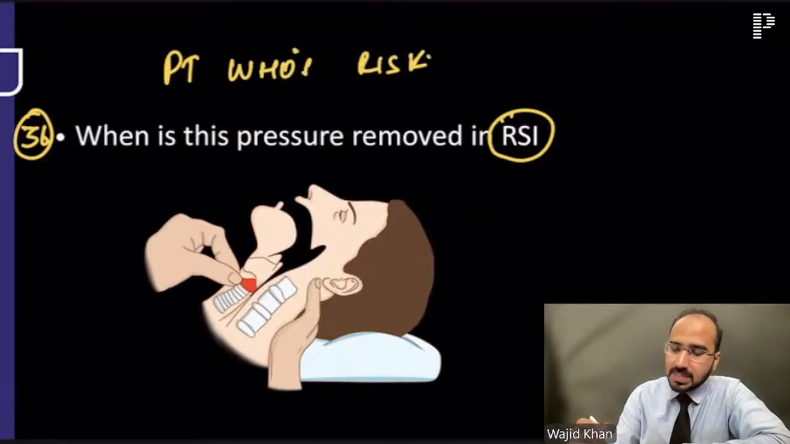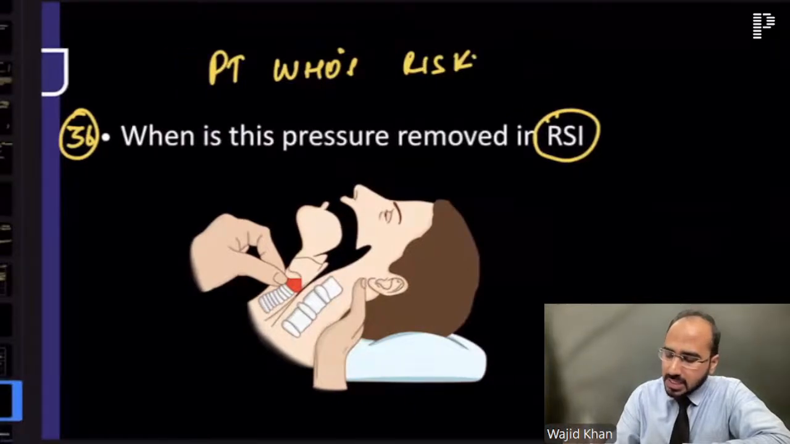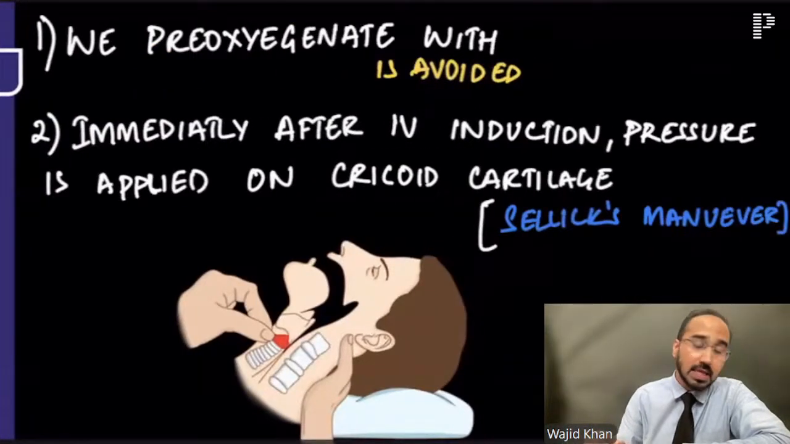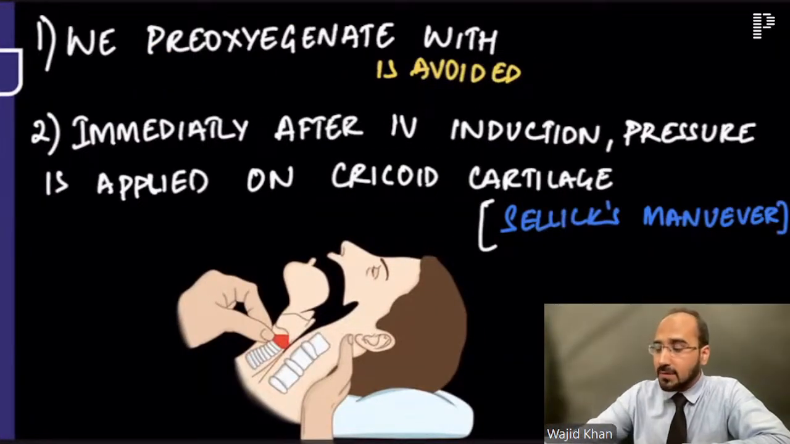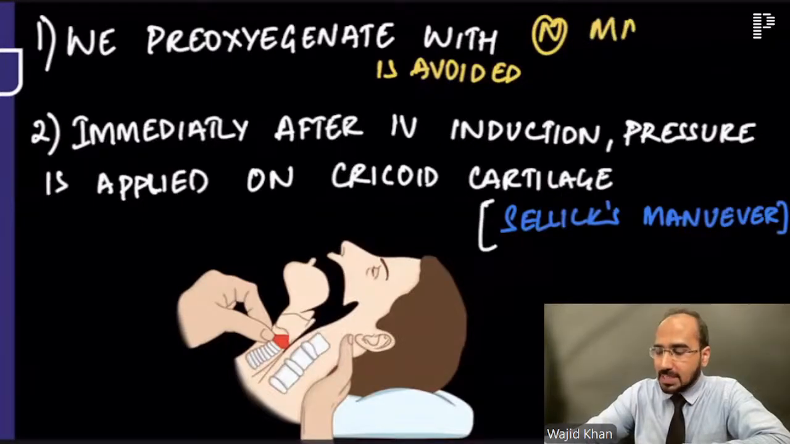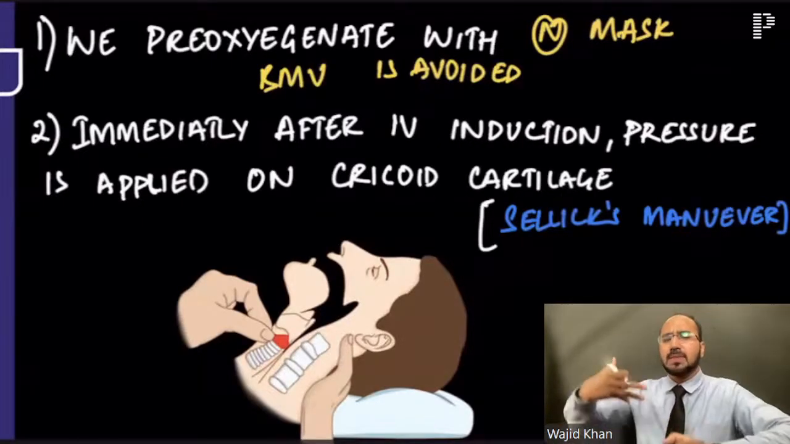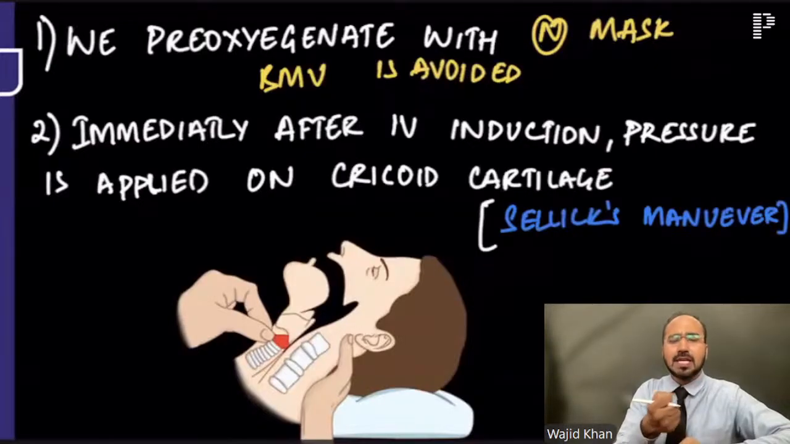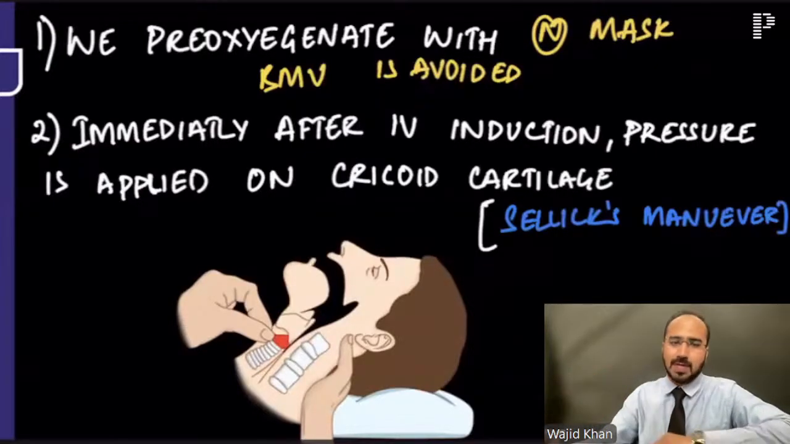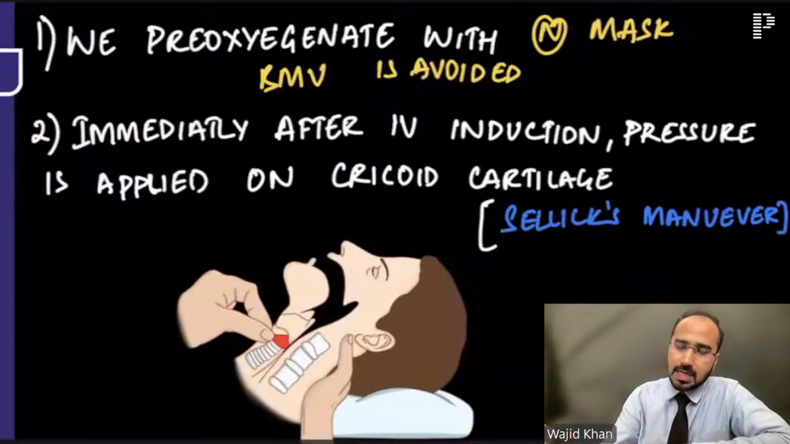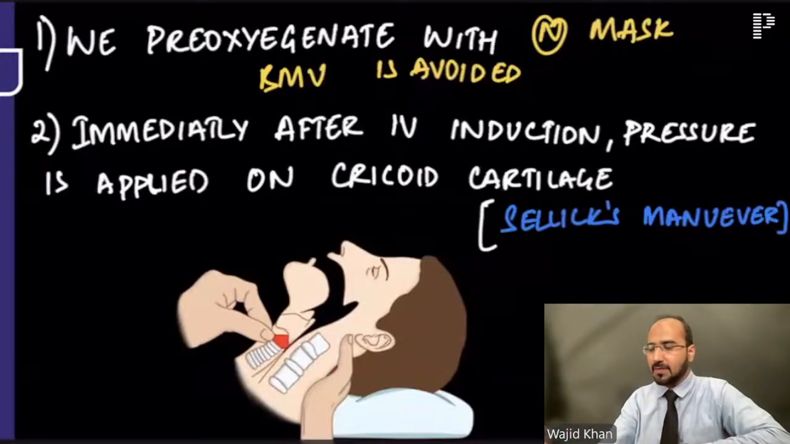In rapid sequence induction, we pre-oxygenate the patient with 100% oxygen. We pre-oxygenate with a normal oxygen mask. Bag mask is usually avoided. Why? Because the patient has a full stomach. If you are forcefully pushing, the air will go inside the esophagus and the patient will aspirate. So first step in RSI is what? Pre-oxygenate the patient with a normal mask.